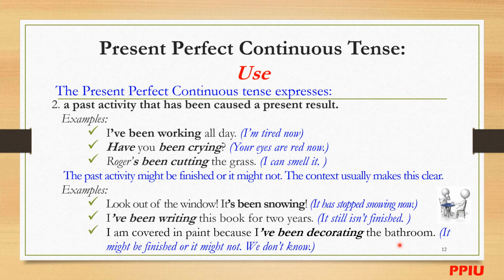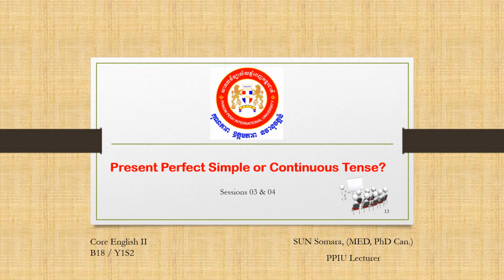It might be finished or it might not. We don't know. Okay, it just depends. Maybe we cannot understand it clearly there. Okay, so that's all for present perfect continuous. Right now we can move to one more section, where we distinguish between present perfect simple and present perfect continuous tense. All right, let's go and see.